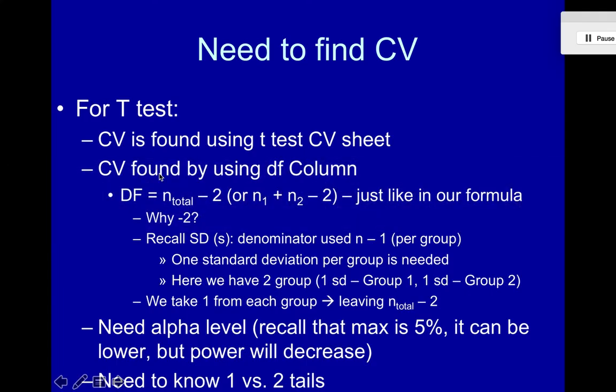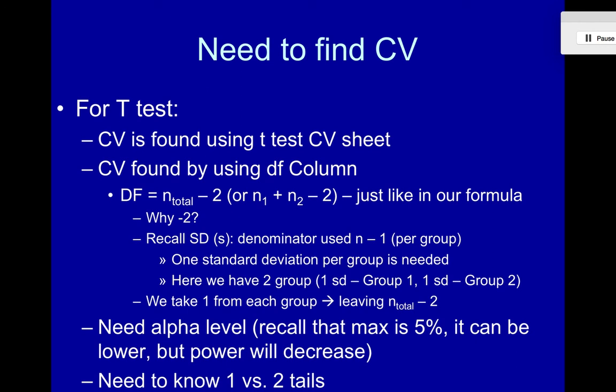Okay. So in our particular case, we also need to identify our alpha level. If you remember from previous lectures, we talked about what the maximum value for alpha level is. And we said that the maximum value for alpha level is 5% or 0.05. Now, we can always set it lower, but we never want to go higher than 5%.